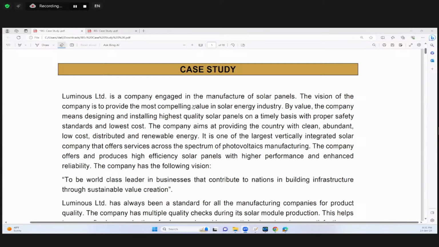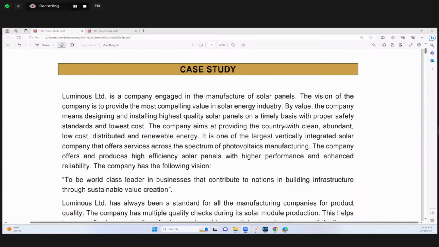So this is Luminous Limited, a company engaged in the manufacture of solar panels. The vision of the company is to provide the most compelling value in the solar energy industry. By value, the company means designing and installing highest quality solar panels on a timely basis with proper safety standards. The company is very cautious about its safety standards and lower costs, because it has to compete with its competitors.